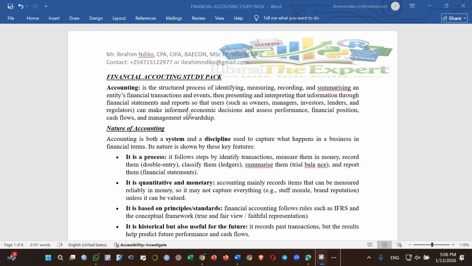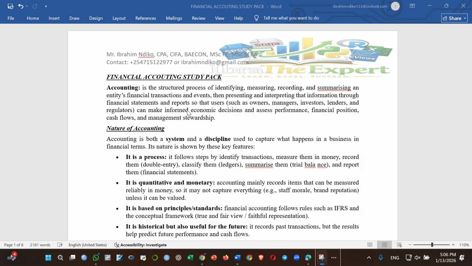Now, financial transactions, these are the normal transactions that are done daily. For example, sales, payments, payment of salary, all those are forms of transactions and events. For example, if you buy an asset or you sell an asset, you buy a vehicle for the business, all those are categorized as financial transactions and events. Now, when we talk about the nature of accounting, number one, from the definition, it must be a process.